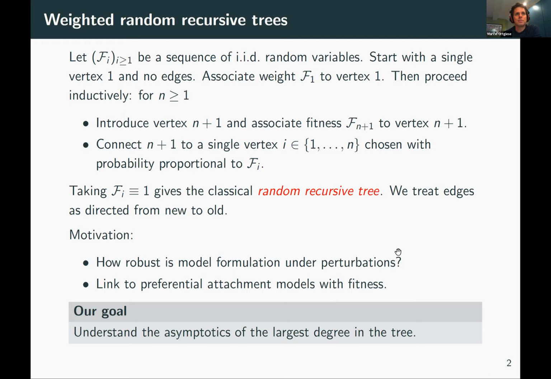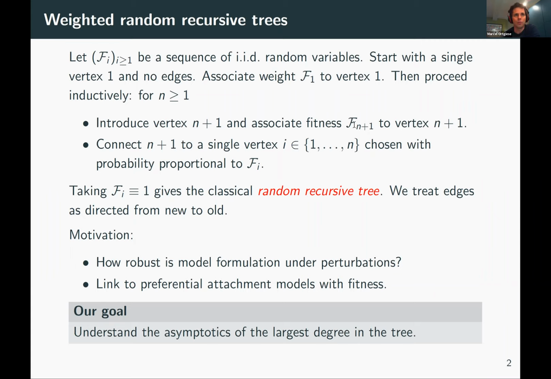All right, so this is my model. If there's anything unclear, please interrupt me and ask a question. I can see the chat, I think. Is that the case? Maybe not. The important thing to remember is that you grow a network, you introduce a new vertex, and you attach it to one of the old vertices with probability proportional to the weight of the old vertex.